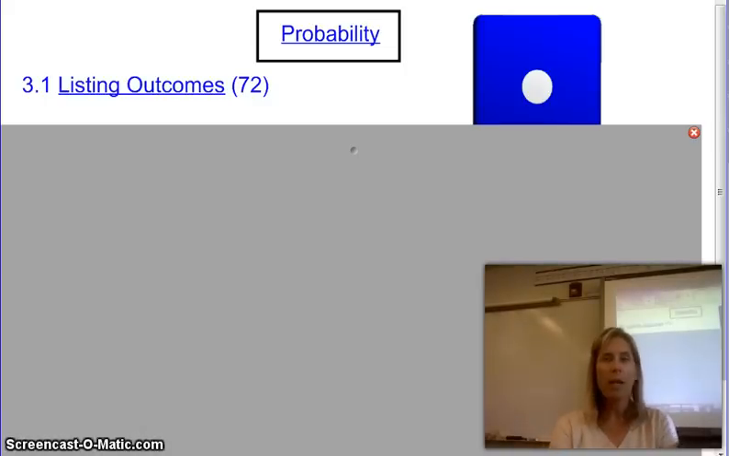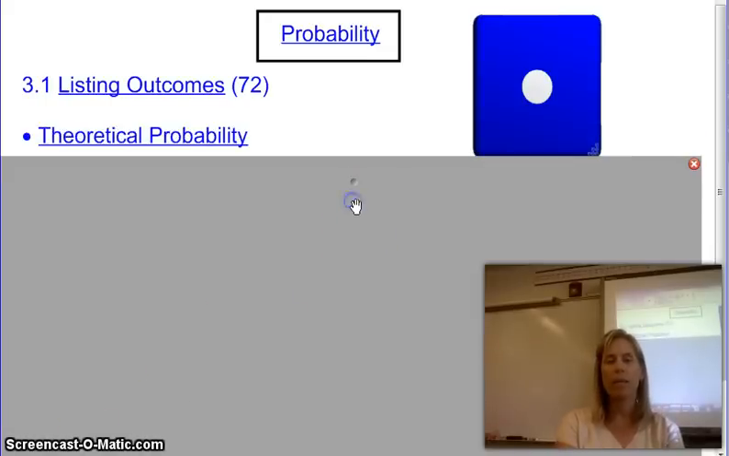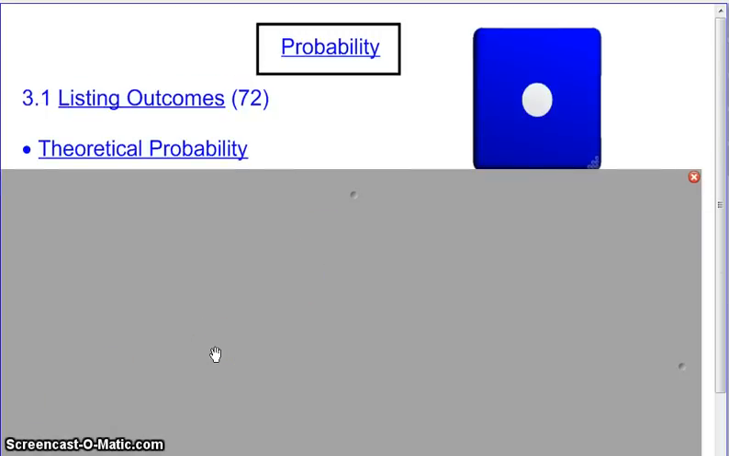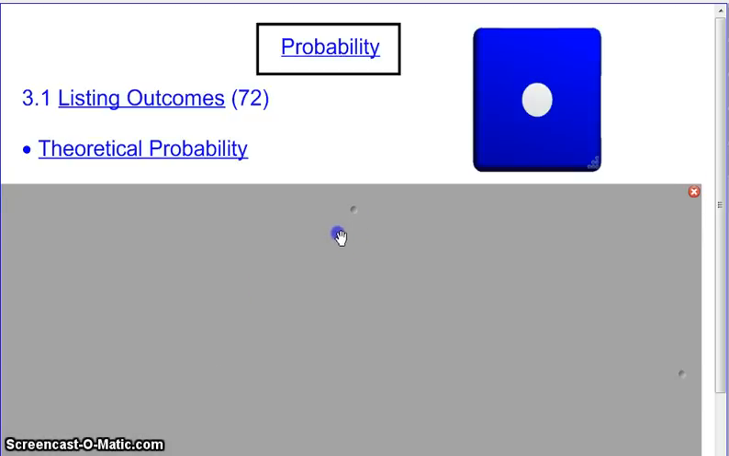Okay? Today we're beginning with listing outcomes 3.1, and we are beginning with this idea of theoretical probability. So theoretical probability, a theory is a best reasoning as to what one believes might happen in a situation, right? And we know that theories, scientists set out to prove them, right? Using experiments. So we're talking about theoretical probability today.